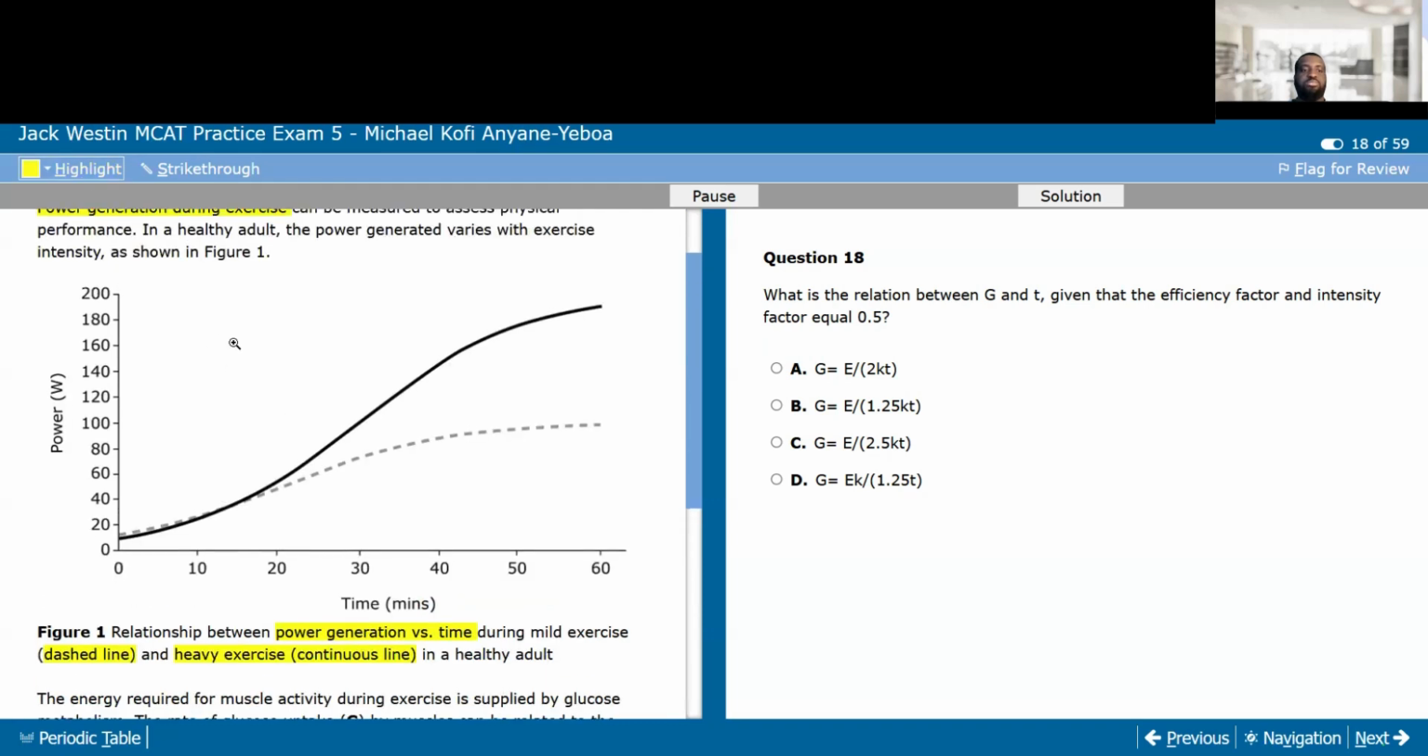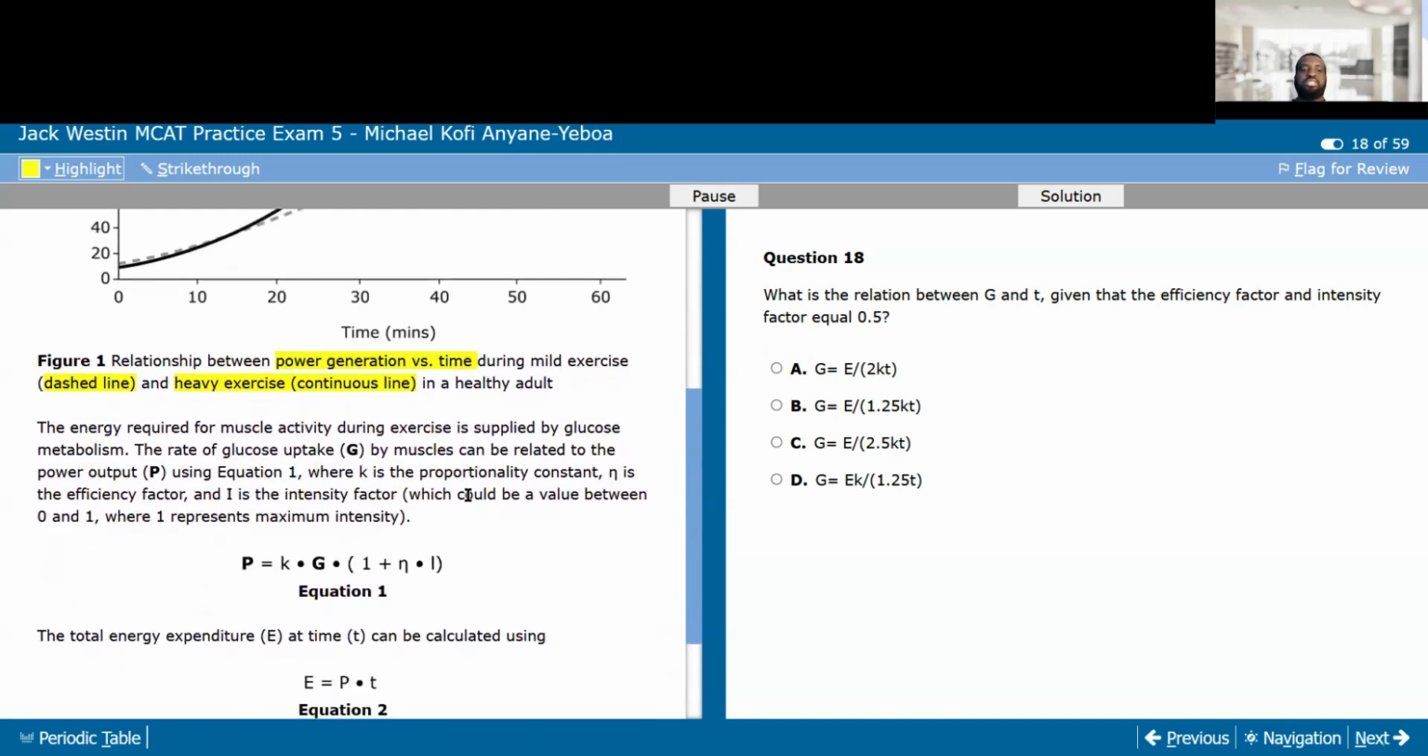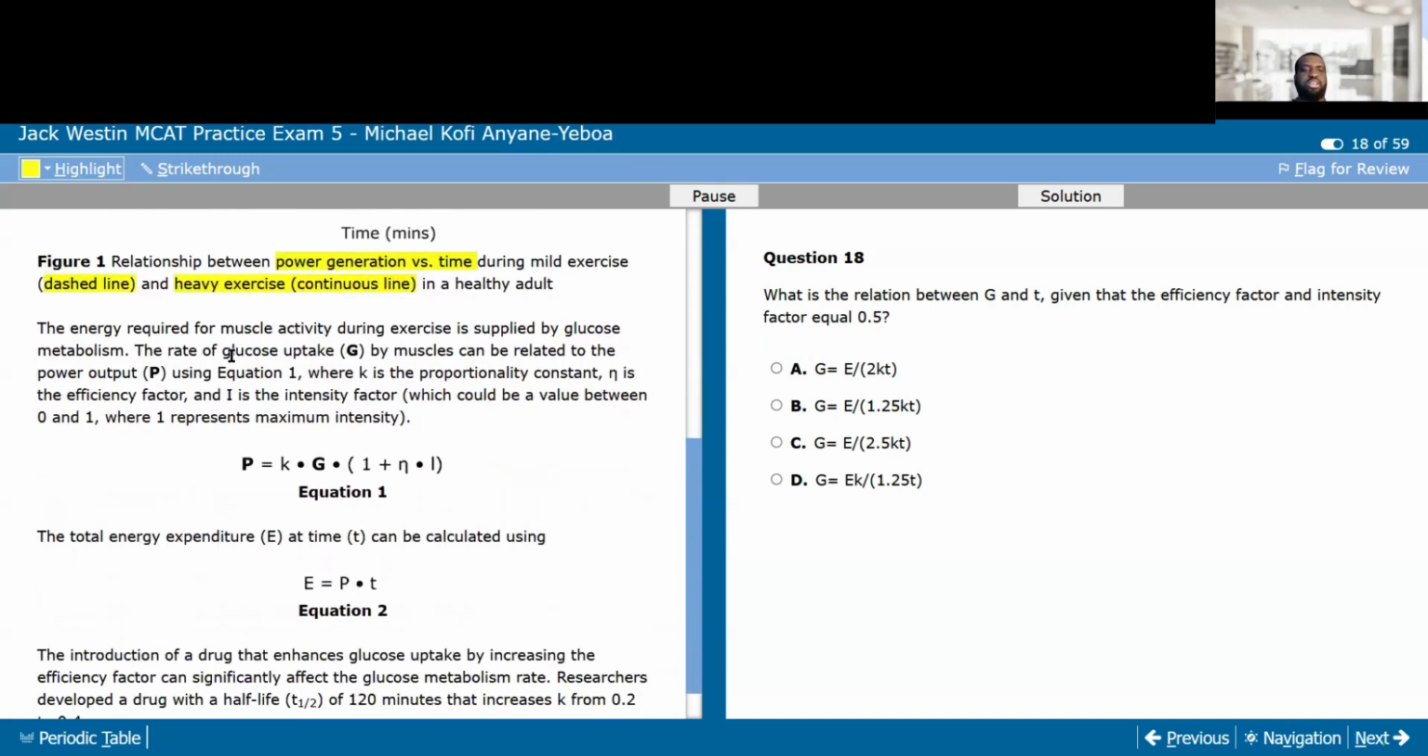heavy exercise is the solid line. So basically, power generation increases at a higher or faster rate in those doing heavy exercise versus those doing mild exercise, which makes sense. You need more power to move your body, right? During exercise. Let's read the rest. The energy required for muscle activity during exercise is supplied by glucose metabolism. So energy required is supplied by glucose metabolism, right?